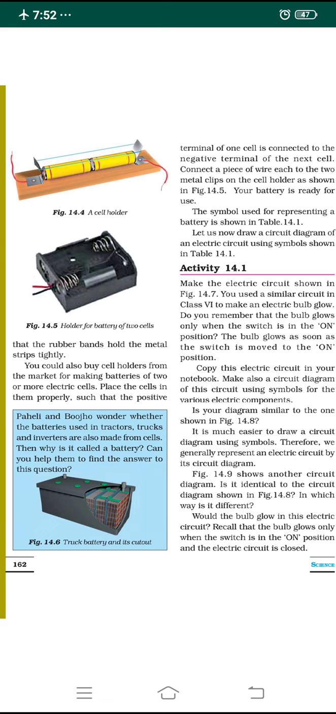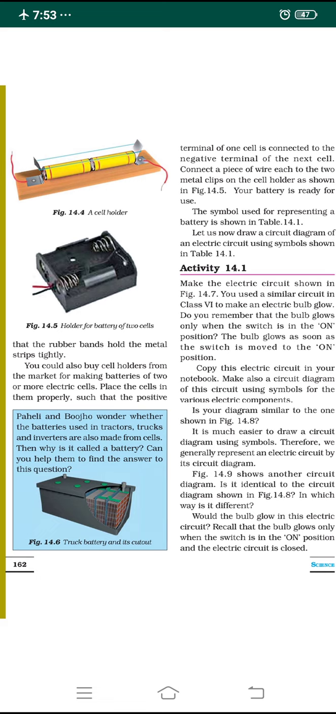Here, look at figure 14.5. This is another kind of cell holder, for a battery of two cells. It is made of plastic, and we see it in various devices. Rubber bands hold the metal strips tightly. You could also buy cell holders from the market, in shops, for making batteries of two cells or more than two cells.